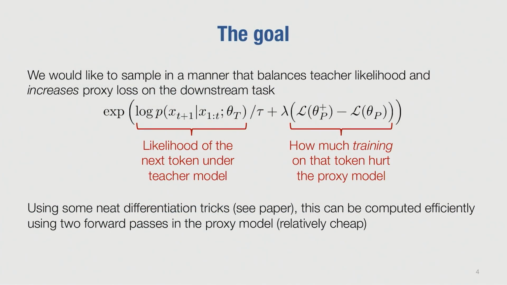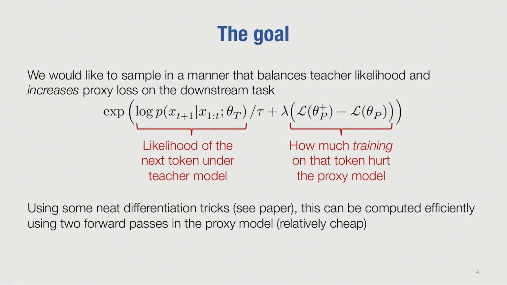Now, the goal of anti-distillation sampling is really quite simple. We want to sample from the teacher model, but do it in a way that mixes together two different objectives. On the one hand, you want to sample tokens that have a high likelihood under the teacher model. That's the first term, just normal temperature-based sampling, as you would normally have when sampling from any LLM. And the second term is the interesting one here. It trades off between tokens that are likely under the teacher model and tokens that cause the loss of this proxy model to increase when you train on that one token.